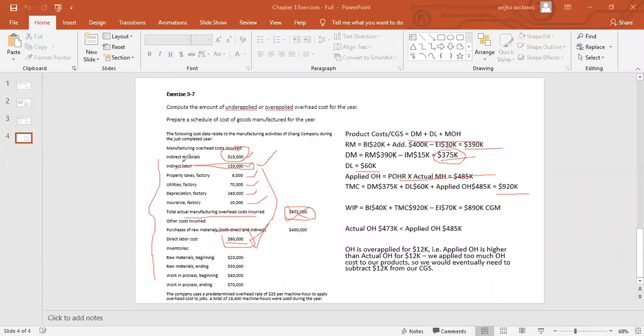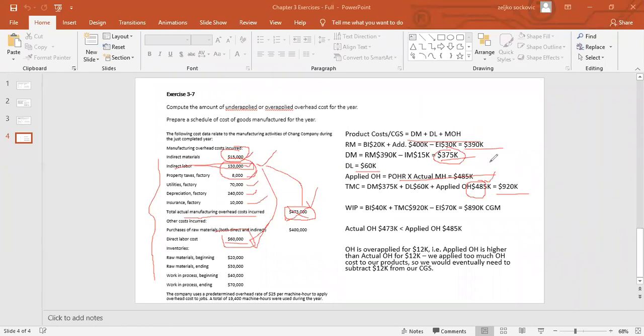So I'm emphasizing these indirect things because that's sometimes tricky to understand, where to put it, to add it up, right? So this indirect labor here, for example, 130, would not be part of these applied 485. It's part of these 473, or whatever the number is. So these 130 of indirect labor is part of these 473, not part of these 485.